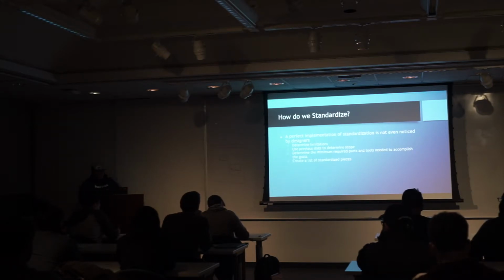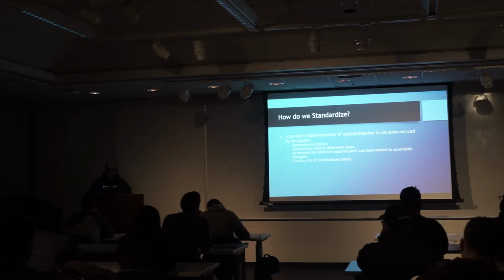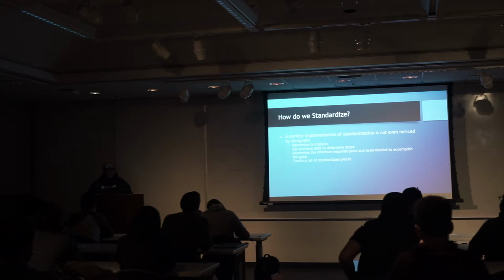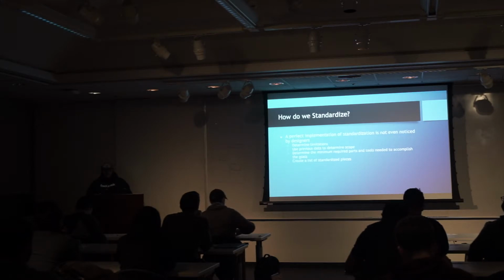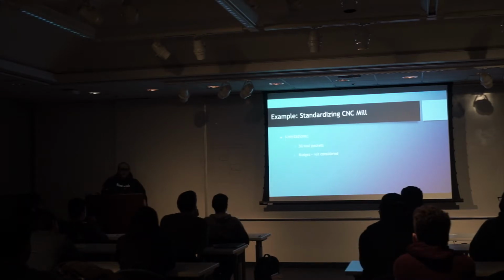So how you go about this is determine your limitations. These could be monetary limitations. It could be a practical limitation, like I have 30 tool spots in my CNC mill, or the rules limit me in some way. And define where I'm going to go. I'm going to give an example of standardizing a CNC mill. This is what I'm familiar with.